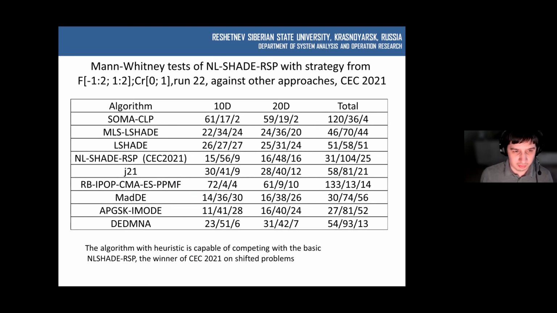And here you can see the slide with the comparison between the NO SHADE RSP and all other approaches with this parameter control method, which I showed in the previous slide, and it appeared that this method could be even better than the method that we submitted to the competition in some cases. In some cases it is not, but in some cases it is winning, especially in 10-dimensional functions. You can see that 15 wins and only 9 losses in this case. In 20-dimensional, 16 wins and 16 losses.